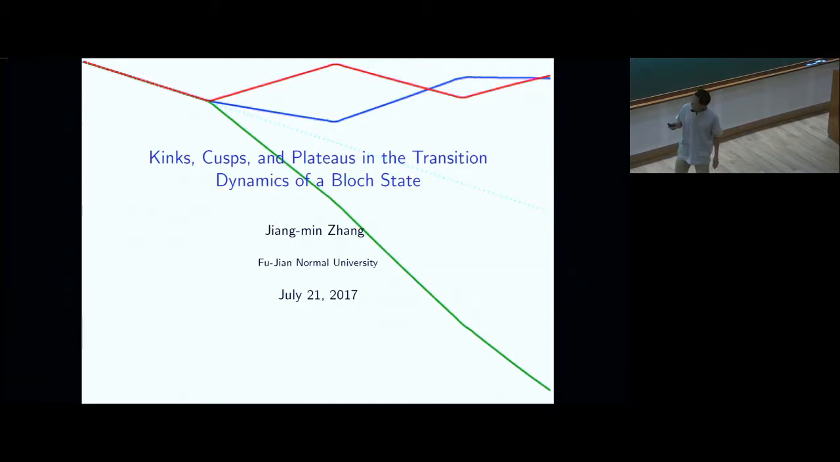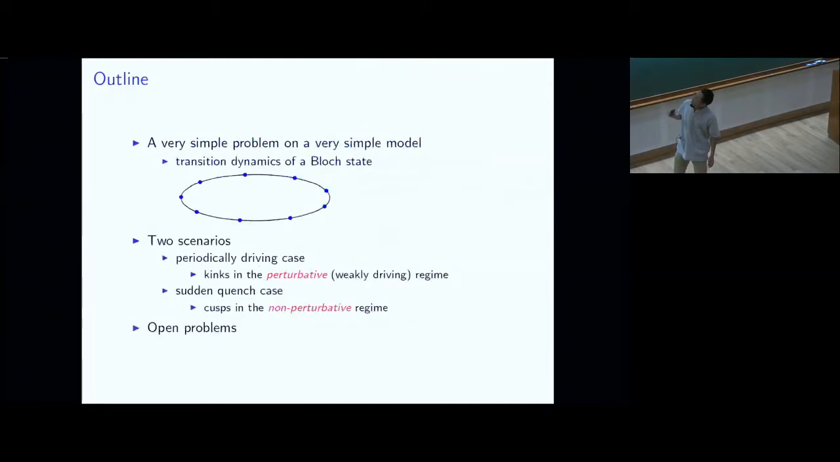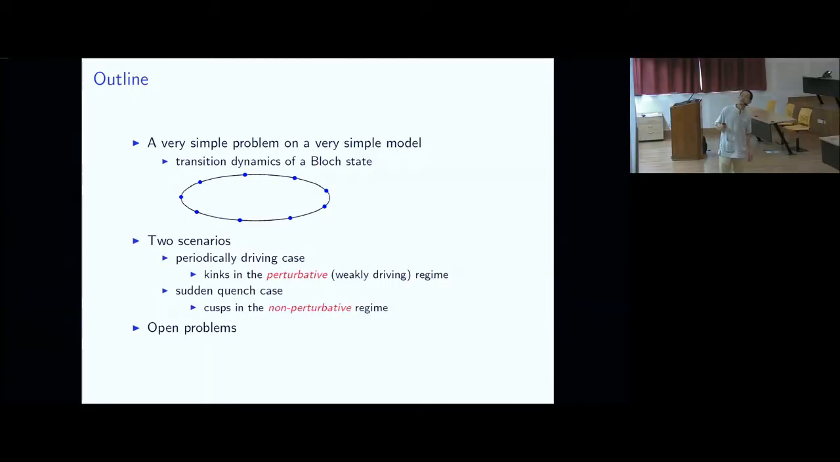What I'm going to talk about is basically a very simple problem on a very simple setting. Essentially, we have just a 1D tight binding chain with a periodic boundary condition, and we have only one particle.